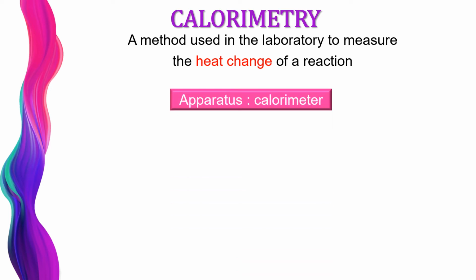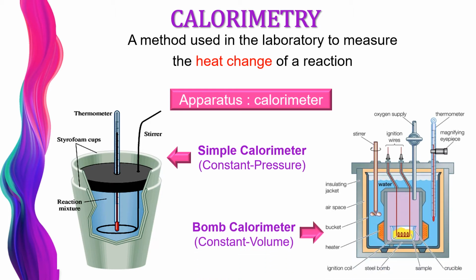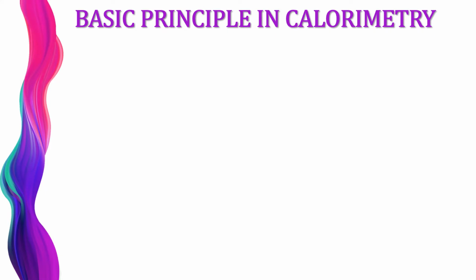We have two types of calorimeter. The first one is simple calorimeter with constant pressure, and the second one is bomb calorimeter with constant volume. To understand on how the calorimeter measures the heat change, we must first learn about basic principle in calorimetry.